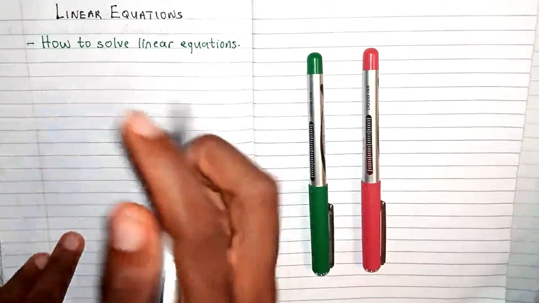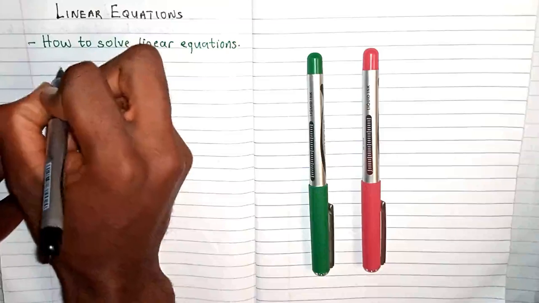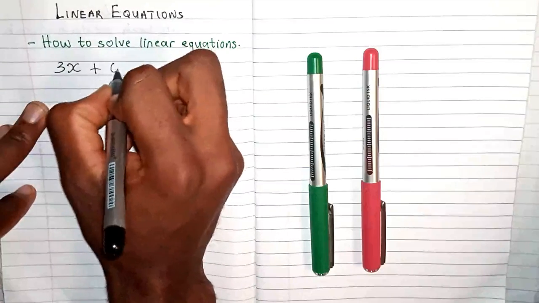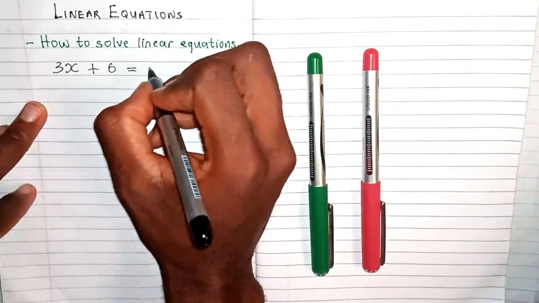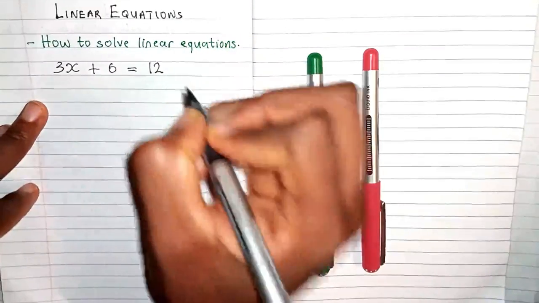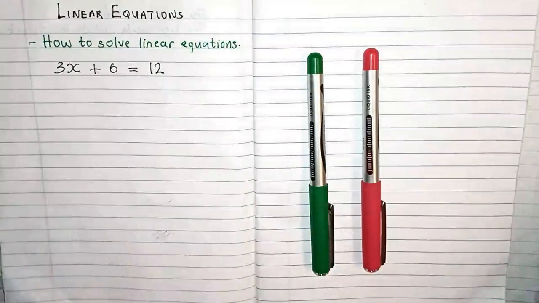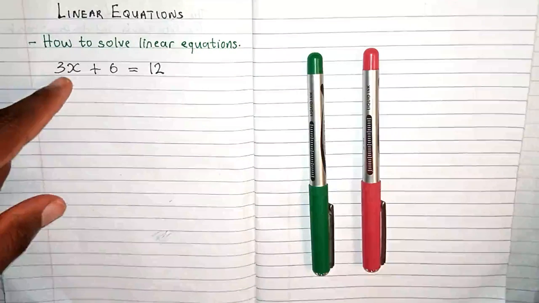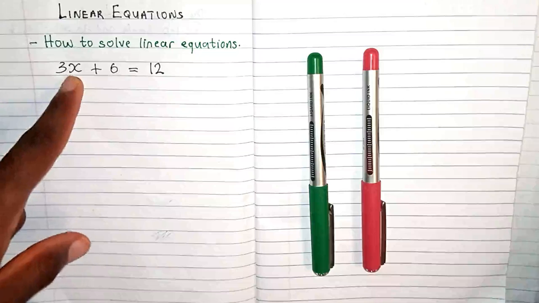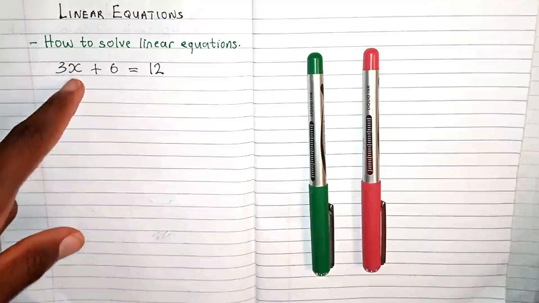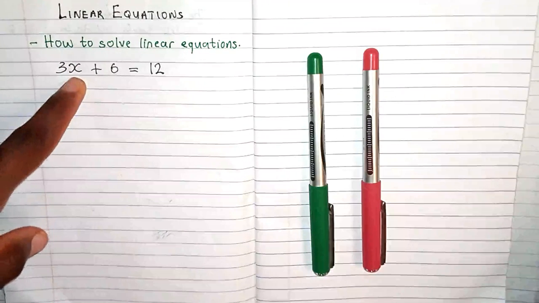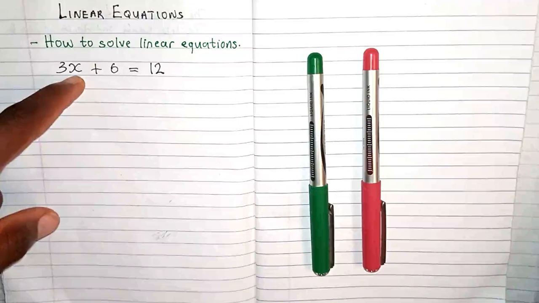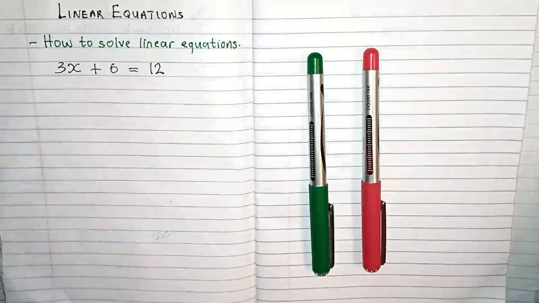It's very easy. Let's take a simple equation, for example, 3x plus 6 is equals to 12. This is a one variable linear equation. Why? Because x is the only variable and the power is 1. If you don't know how to identify a one variable linear equation, or when to know if an equation is linear, you can check my previous video on that.